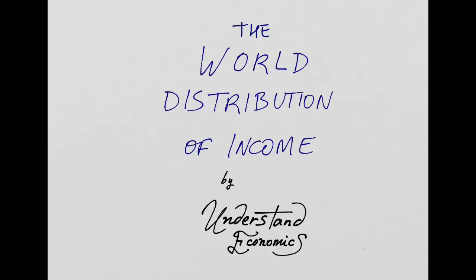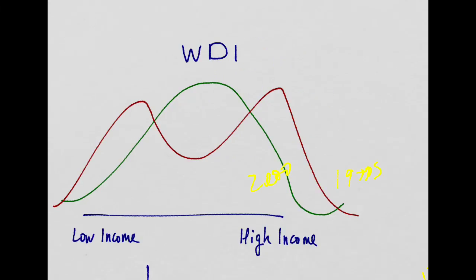Okay, so now I'm going to talk about the world distribution of income. Back in the 1970s, the world distribution of income looked something close to bimodal. This is weighted by population, of course. So there were a lot of poor people in the world, but also the rich people in the OECD in the 1970s.